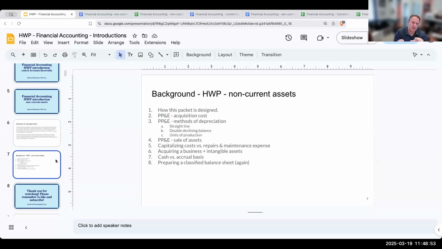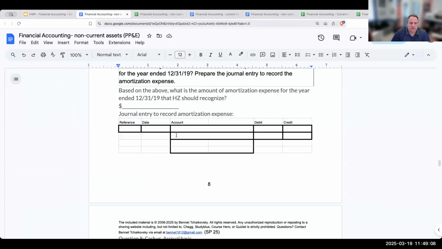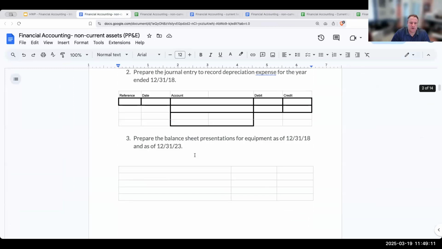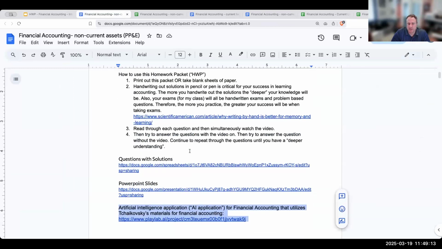I'm also going to touch on some other topics in this particular chapter. We'll look at when we capitalize a cost, basically an improvement or a betterment, and when it is going to be repairs and maintenance expense. So let's go through and take a look at this. This is the homework packet for this particular segment.